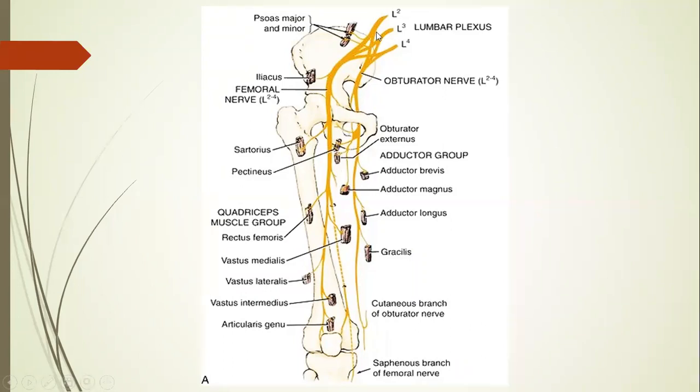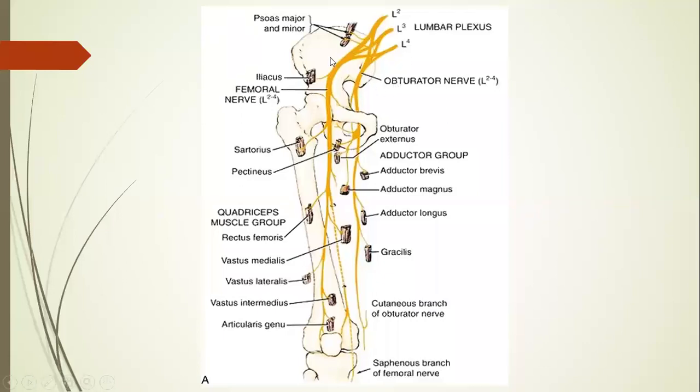And see here that the roots are the same: L2, L3, L4. But now the deviants are posterior. This is the posterior deviant from L2, this is L3, and this is the posterior deviant of L4. All join or merge to form another nerve, and this nerve is called the femoral nerve, which supplies several muscles either in the pelvic region or in the anterior compartment of the thigh.